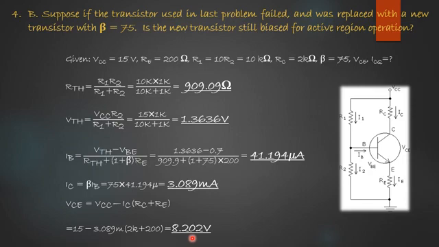In the earlier case when beta was 100, we had the value of VCE to be 8.084 volts. Even here there is only a minute change in the VCE, the collector emitter voltage, even though beta has changed from 100 to 75. This is the advantage of the self bias circuit, wherein the variation in beta is not going to affect the Q point. It is not going to vary the output current, nor the output voltage.